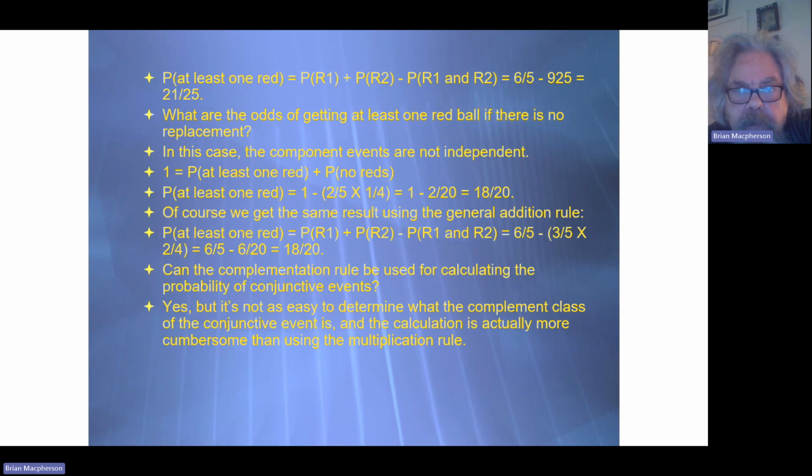It's not important for our purposes, but I say here, you can use complementation for getting conjunctive events, but it's unnecessarily complicated. So with conjunctive events, just stick to multiplication and conditional probabilities. But for disjunctive events, as we'll see shortly, the complementation rule can come in very handy when you have 3 or more events. Then it gets pretty messy if you don't have complementation.